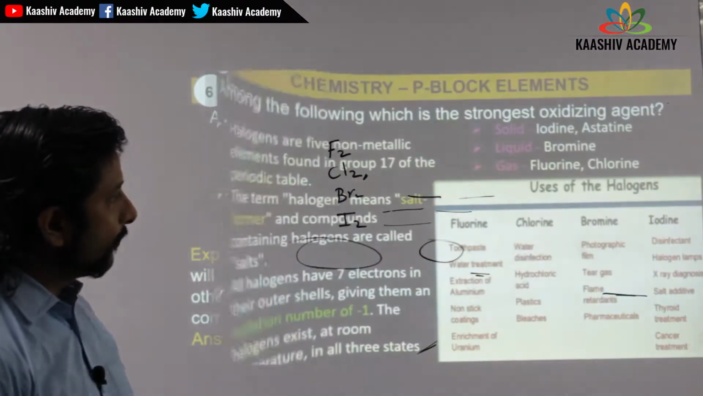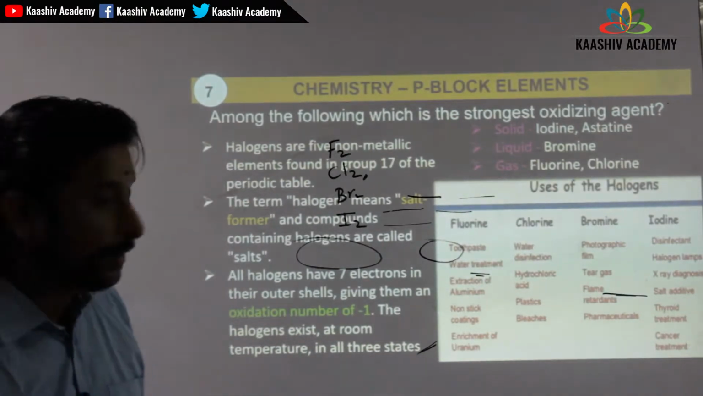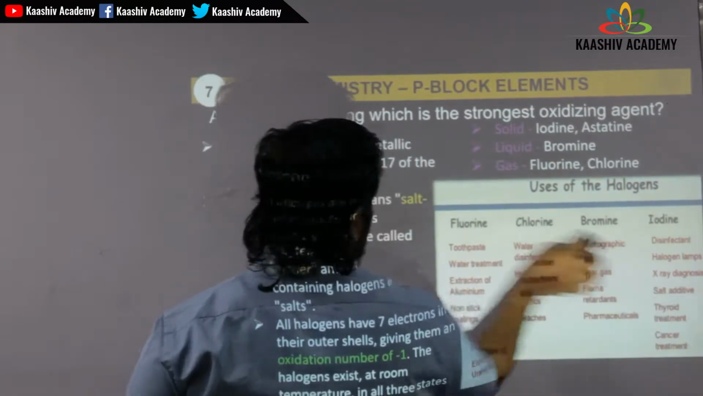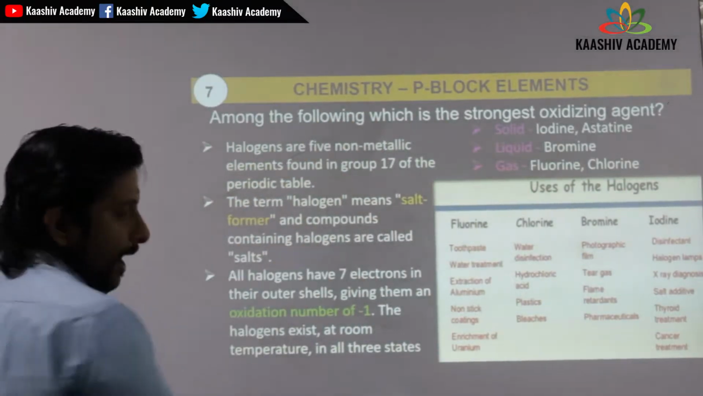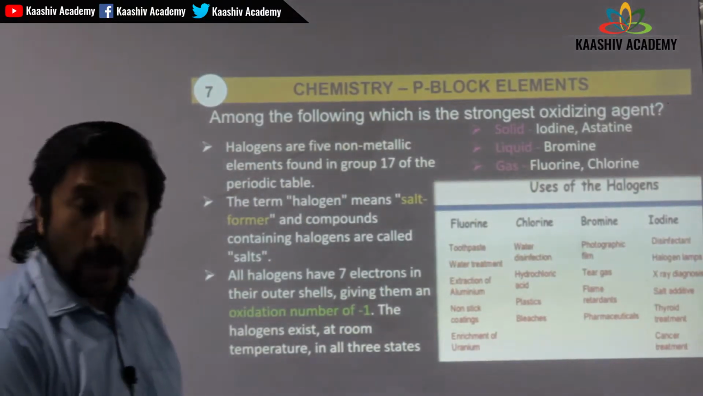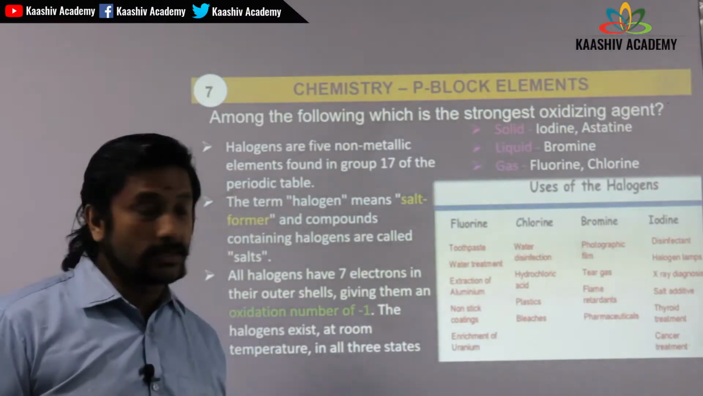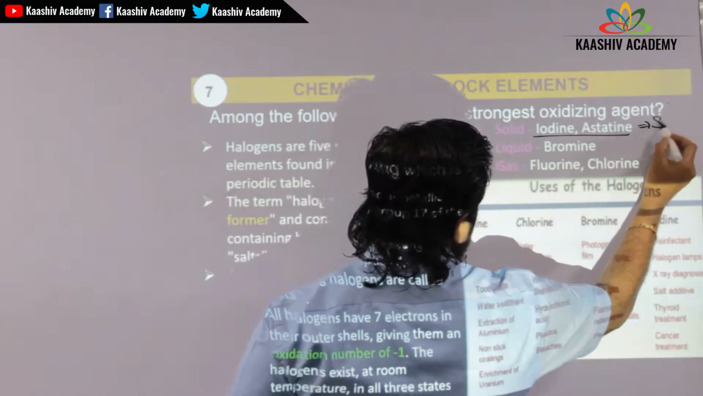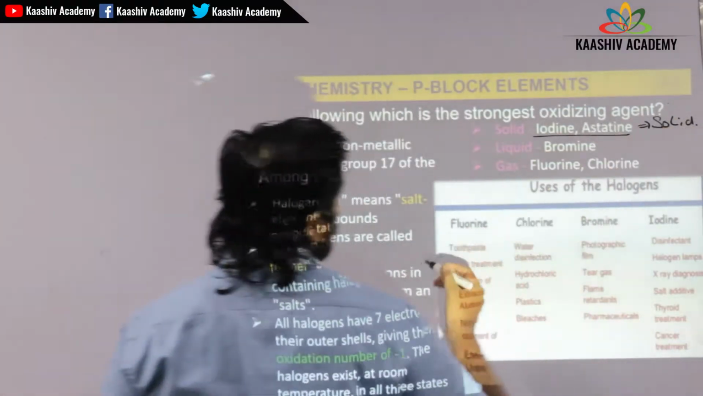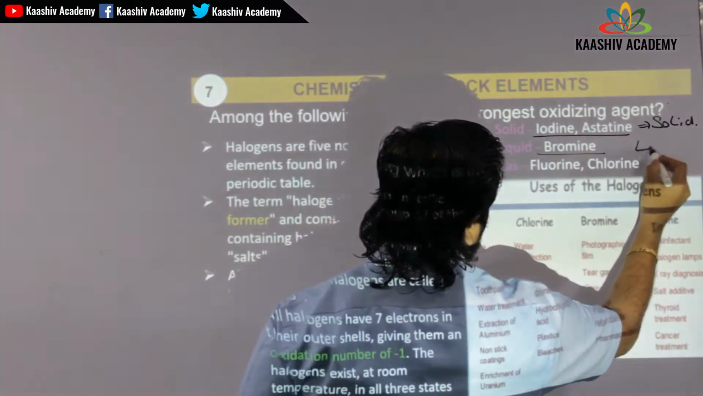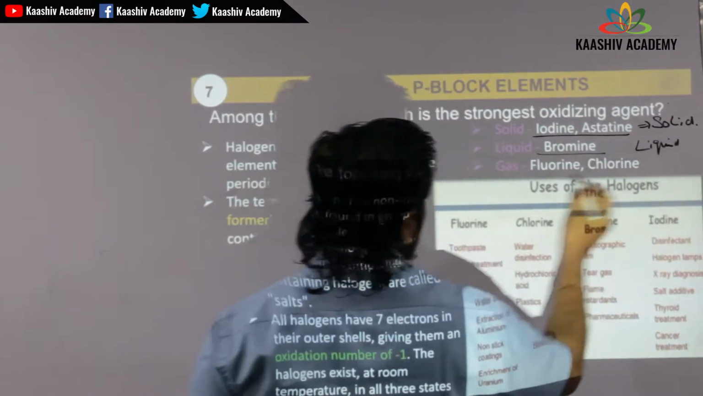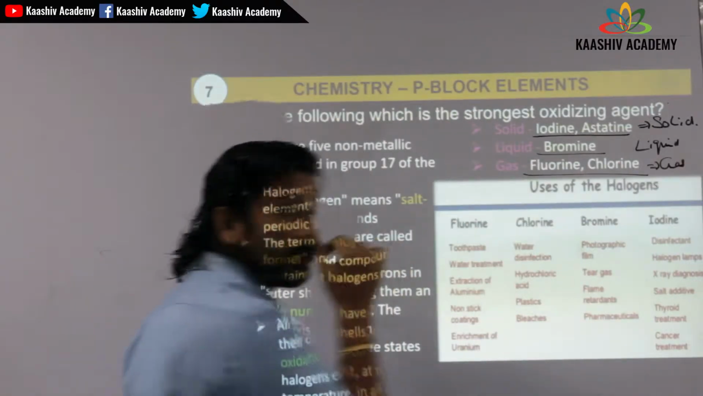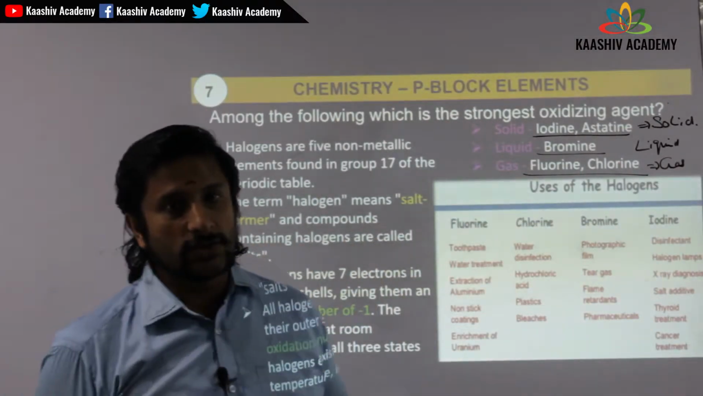Let's move further on halogens. These are some of the questions they will ask in your exams. They may ask from a different perspective, like how do they exist? Iodine and astatine exist in the form of solid. Bromine exists in the form of liquid. Fluorine and chlorine exist in the form of gas by nature.